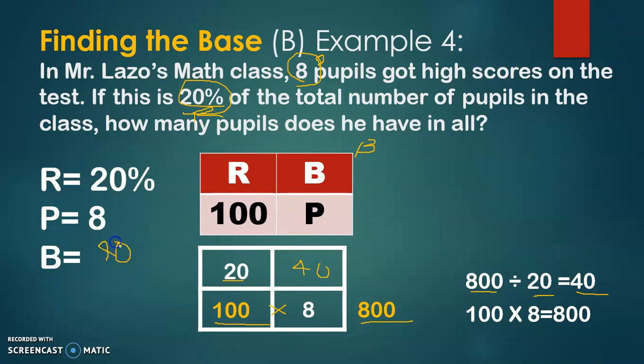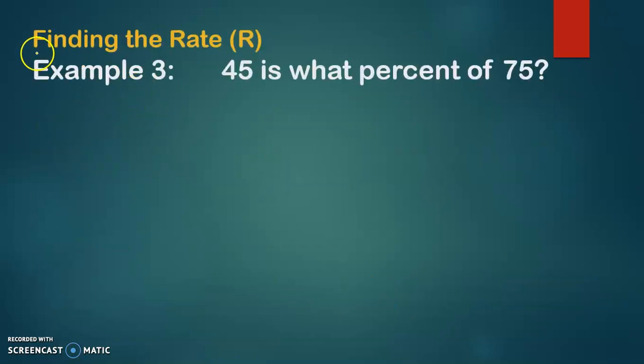Okay? So, ibig sabihin, ang total number of pupils sa math class ni Mr. Lasso ay 40 pupils. You want to be sure kung tama? Multiply. 20 times 40, if the answer is 800, equal ang product ng taas at baba, 800, 800, siguradong tama ang sagot. Okay? Okay, yun lang. Okay, finding the rate naman tayo. Example number 3.